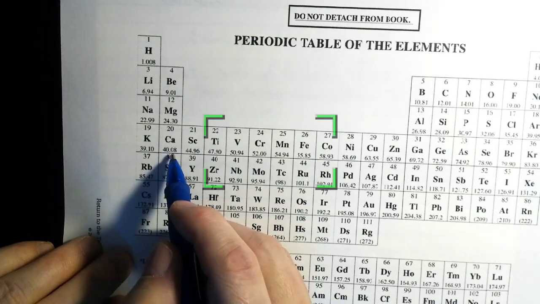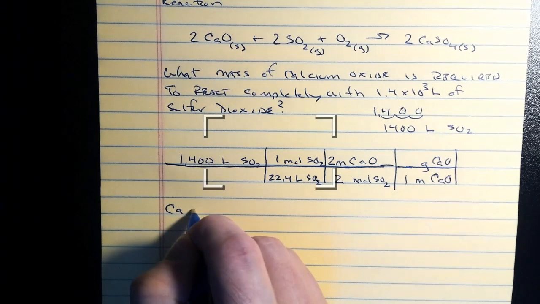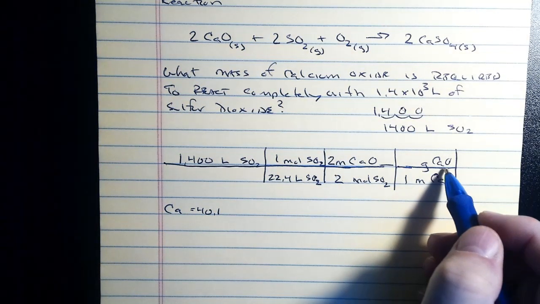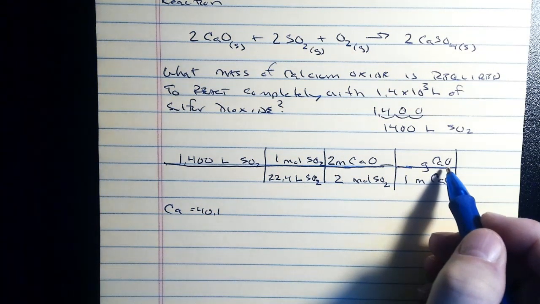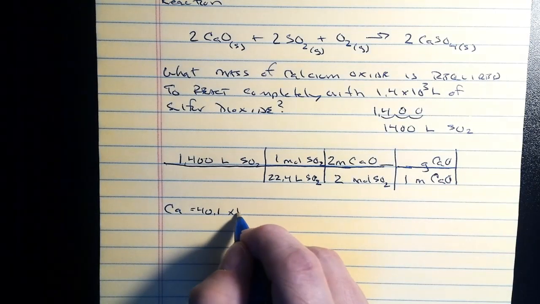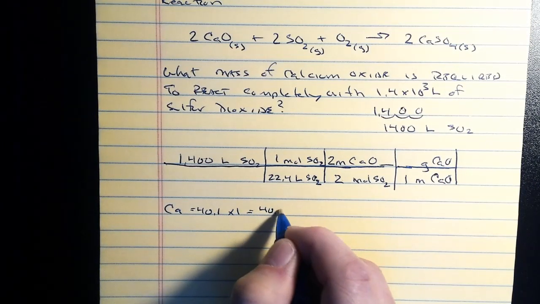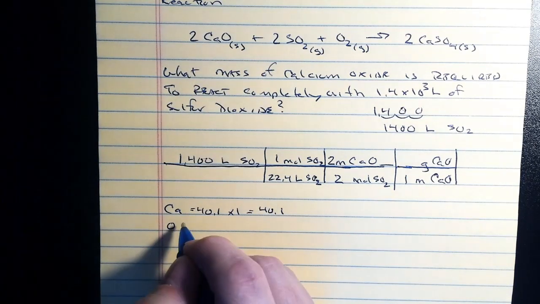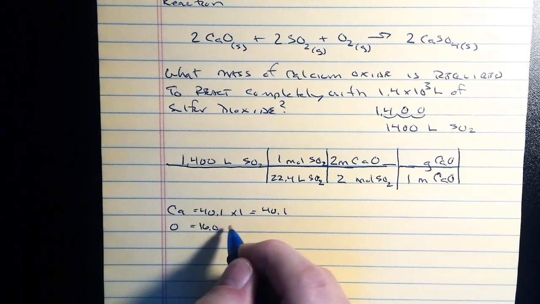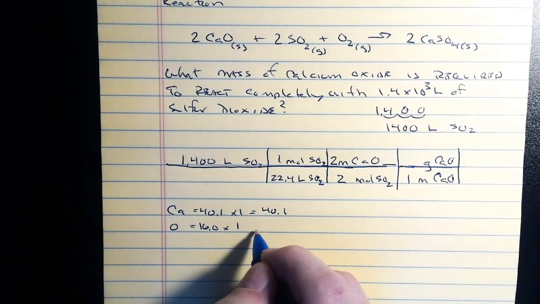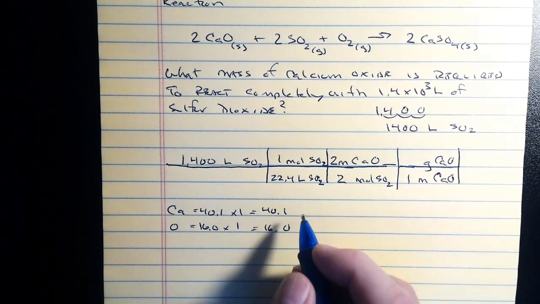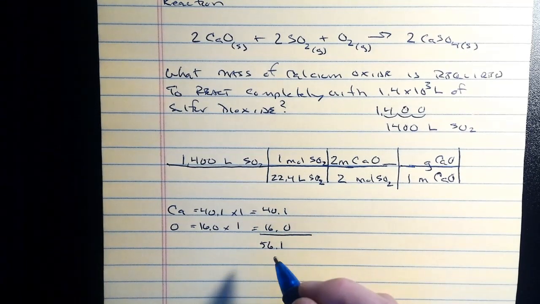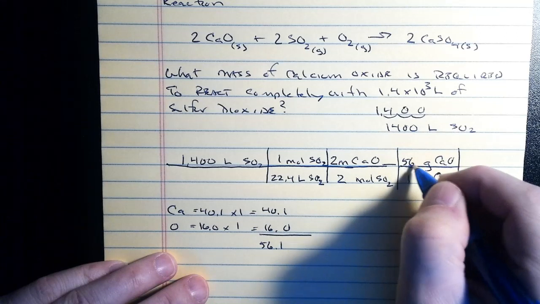Calcium is 40.08. Let's call it 40.1. And you just have one atom in the compound, so times 1 is equal to 40.1. And we got oxygen. Well, we know what that is. 16.0 times 1 is equal to 16.0. So you add this up, it's 56.1. So we put 56.1 right there.